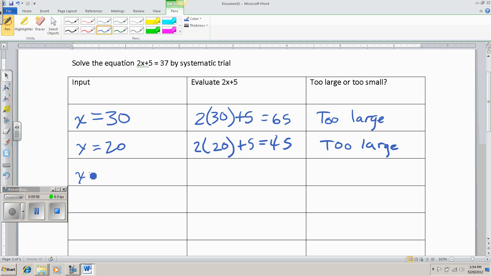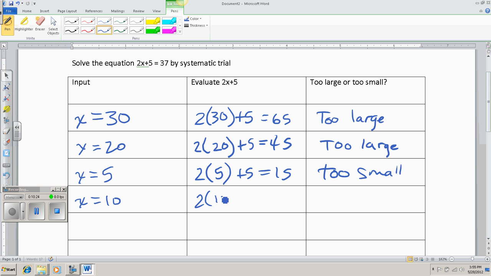Okay, so now I'm going to try dropping it down. How about x equals 5? I'm going to go lower and see what happens. 2 times 5 plus 5. Well, that's only equal to 15. Now I'm too small. So here I could throw up my hands, or I could use some clues. I was too large, then too small. That means somewhere between 20 and 5 has got to be my answer. So I'm going to start going back up. x equals 10. Okay, 2 brackets 10 plus 5. That's going to be equal to 25. I'm getting closer, but it's still too small.